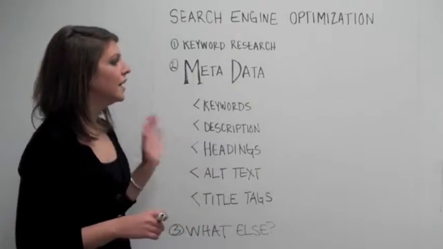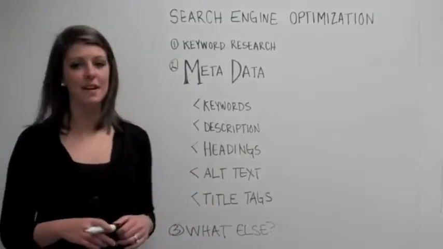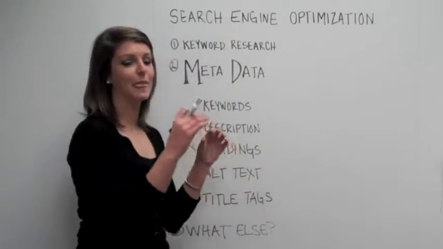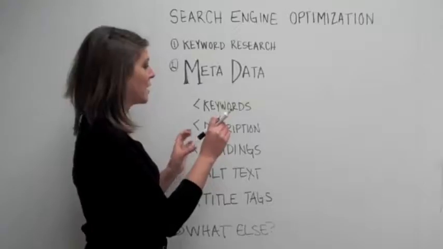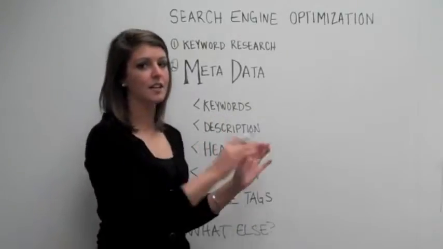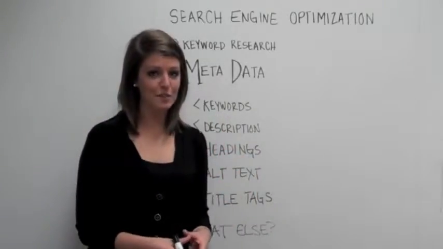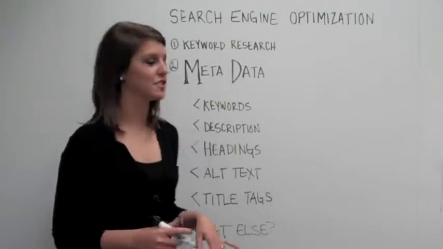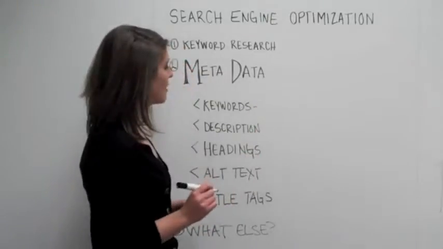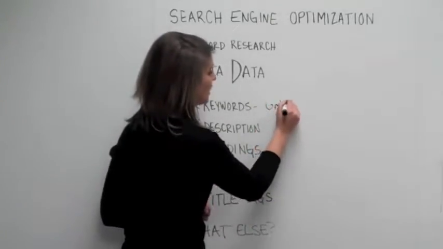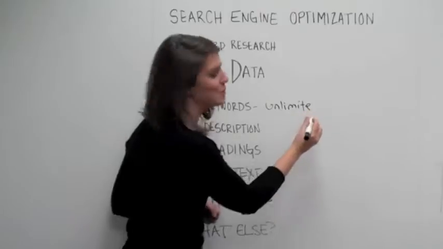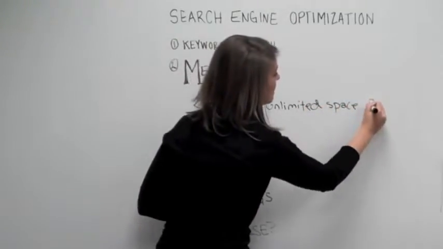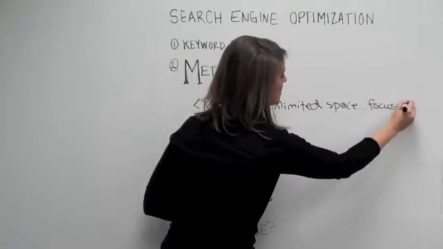So first of all, keywords. Keywords are very important to metadata. You want to make sure that after you do your keyword research, you're applying the best keywords that are focused to your page, not too broad, not too overly specific. And you want to make sure that you use a lot of those to attract visitors to your page. So the two things to remember about keywords are that you have an unlimited amount of space, but don't abuse it. And you want them to be focused to your content.